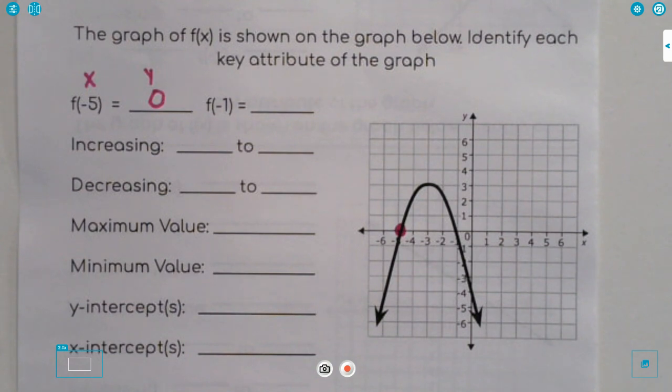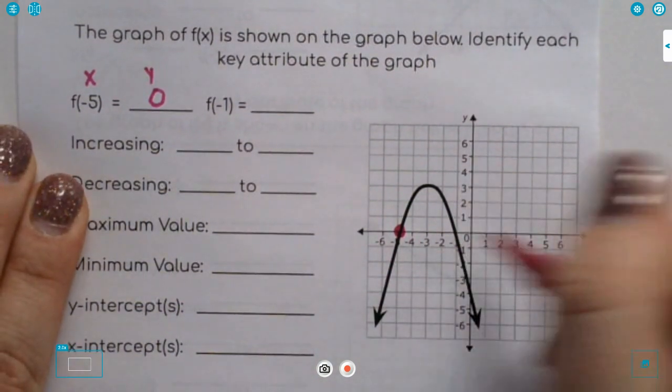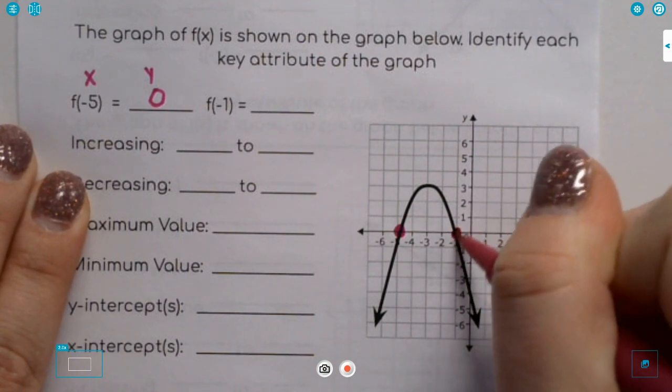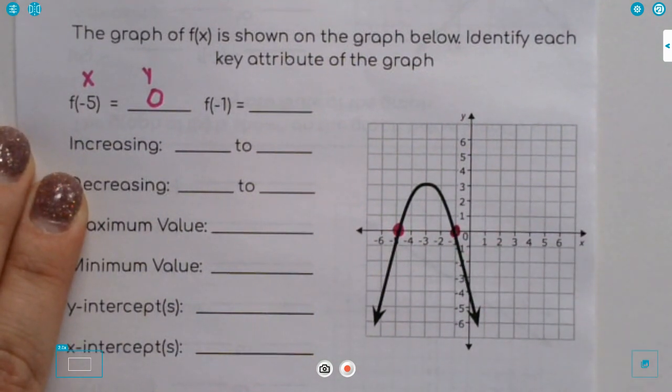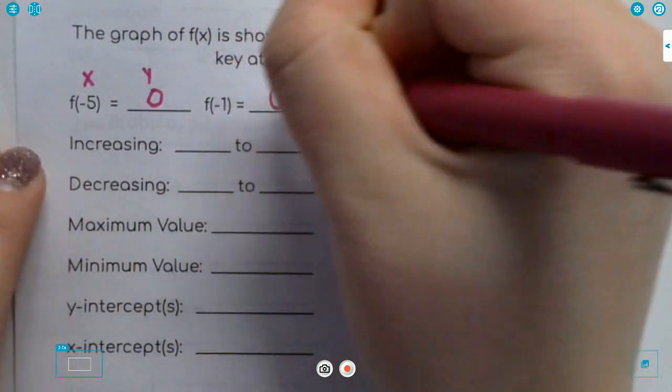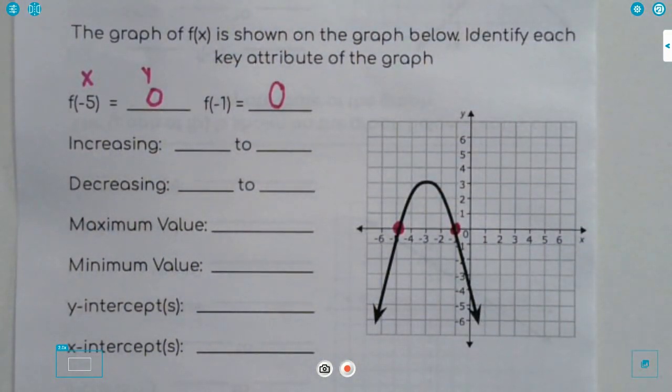So we go to our x value, find our corresponding y value. Next one, we go to f of -1. So go on our x-axis to -1. Once again, our y value is also 0. Okay, any questions about that? We're going to flip this over and do the same step on all three examples.